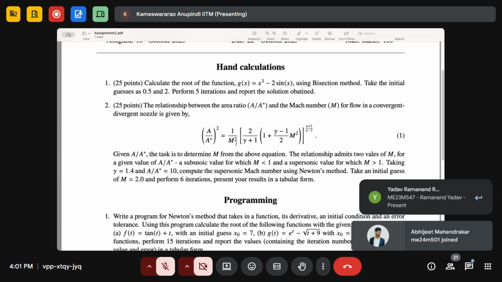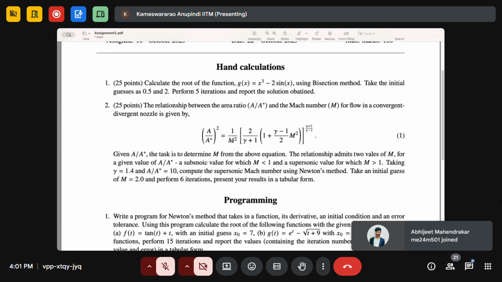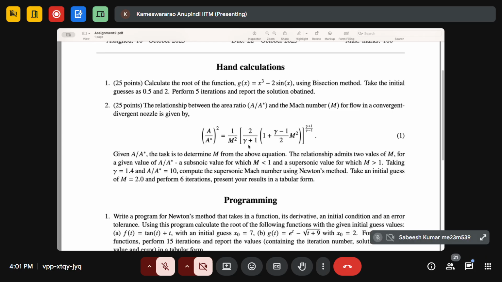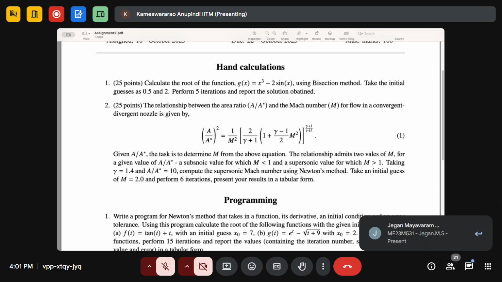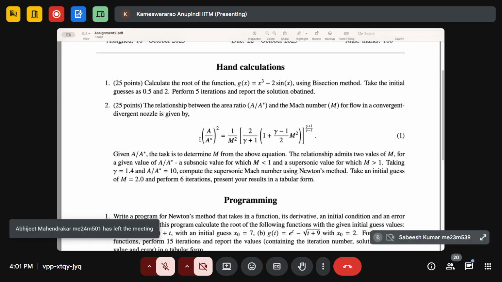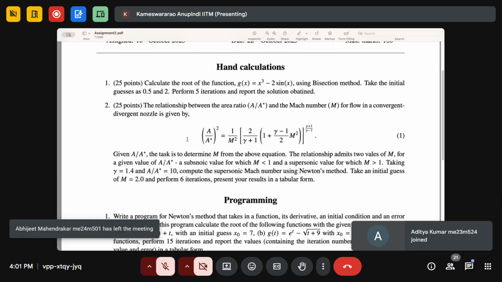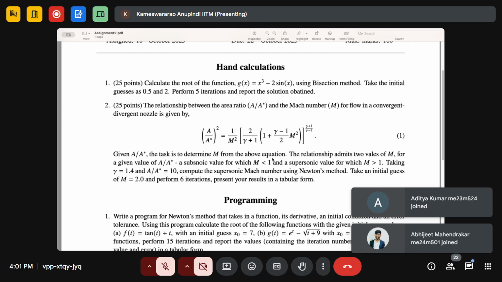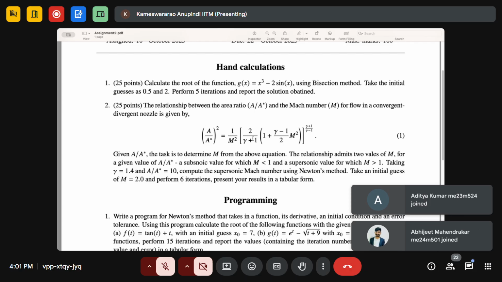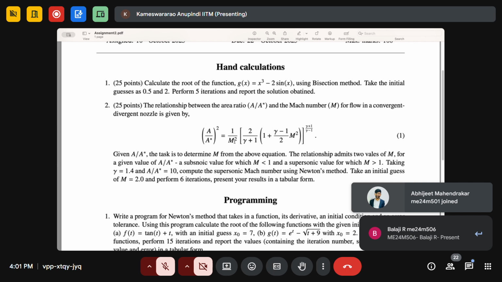On the right hand side you have the Mach number M, in M squared, and then M is raised to the power of (gamma plus 1) by (gamma minus 1) and so on. So you have some nonlinear expression on the right hand side. On the left hand side, what you have is (A by A star) squared. Given A by A star, the task is to determine M from the above equation. The left hand side is given, and you need to calculate what M would satisfy it to get the corresponding A by A star.